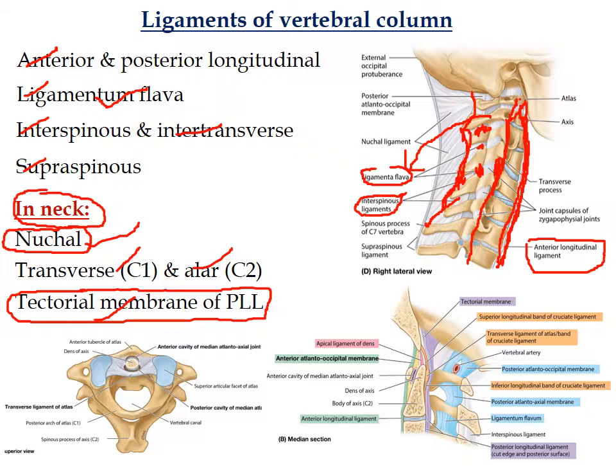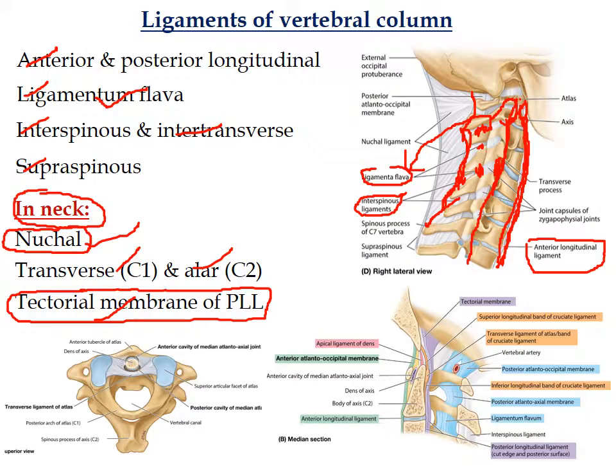Strong fibroelastic tissue is present. It gives attachment for the neck muscles. That's quite important, so you must know the different names. The same ligament we talked about, the posterior longitudinal ligament above C2, is called the tectorial membrane. The supraspinous ligament in the thoracic and lumbar region, when it comes to the cervical region, is called the nuchal ligament, and it is made up of strong fibroelastic tissue, giving attachment for the muscles.